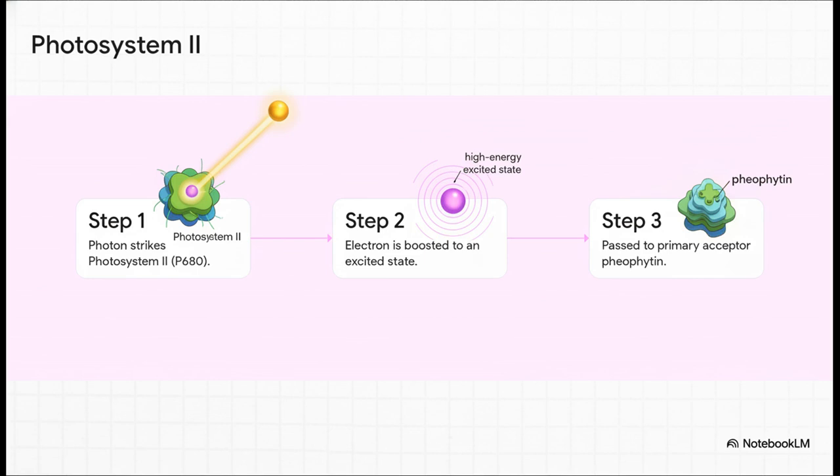It all kicks off with a single photon of sunlight. This photon strikes a protein complex called photosystem II, specifically a reaction center known as P680. That intense solar energy hits a pair of chlorophyll molecules and literally blasts an electron completely free, boosting it to a super high-energy excited state. And before it can fall back down, that supercharged electron is instantly caught by a primary acceptor molecule named pheophytin.